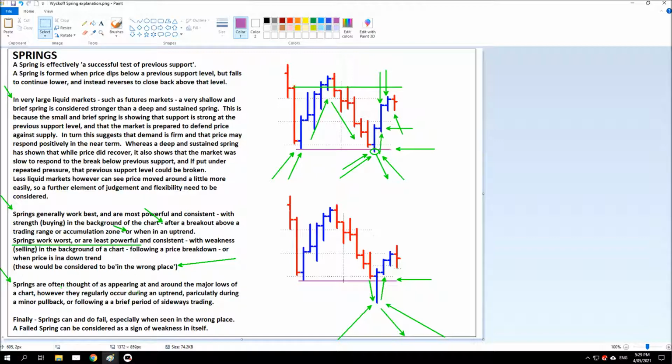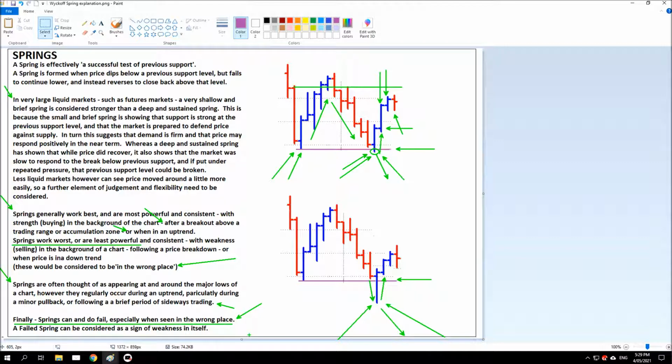Springs are often thought of as appearing at and around the major lows of a chart. However, they regularly occur during an uptrend, particularly during a minor pullback or following a brief period of sideways trading. That would be on the breakout of a little period of sideways trading. Finally, and this is important, springs can and do fail, especially when they're seen in the wrong place. A failed spring can be considered a sign of weakness in itself, just like a breakdown bar, for instance.